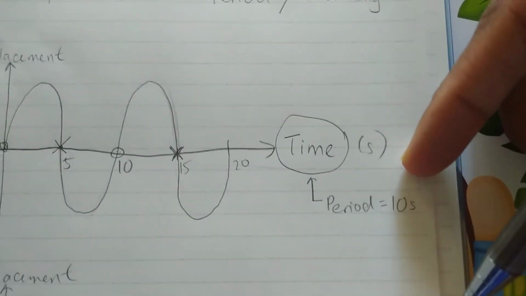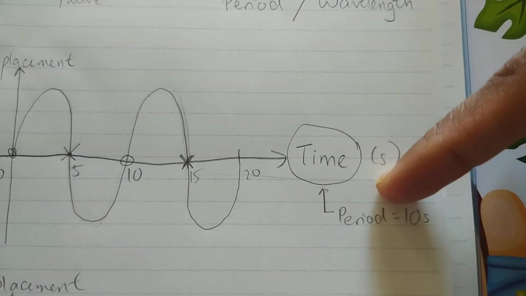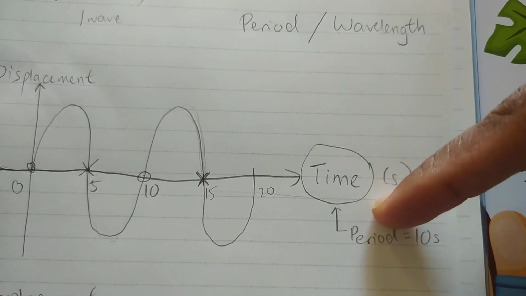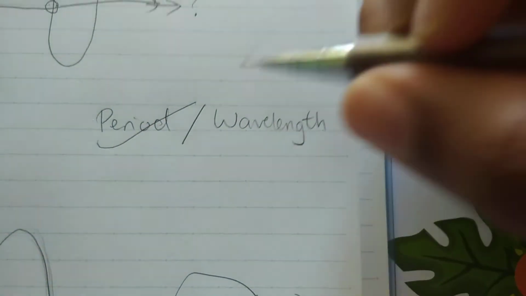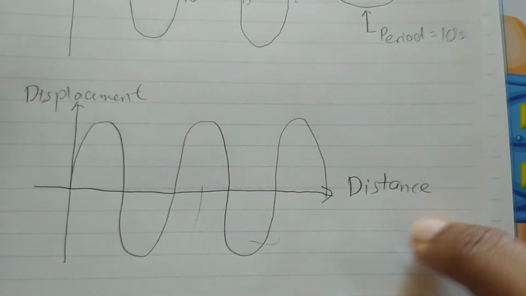So no matter where in the graph you choose, as long as it is one wave, you will find the period, because this is a time graph. This is to find period. Period is how many seconds for one wave. Now the period you already found out. This is the one I showed you the example yesterday. How do you find a wavelength? You must look at a different kind of graph, a displacement distance graph.